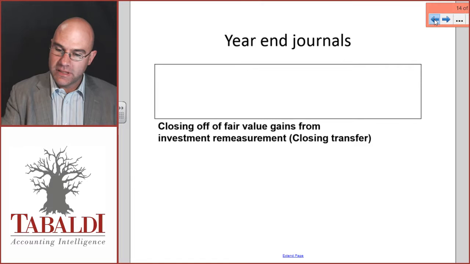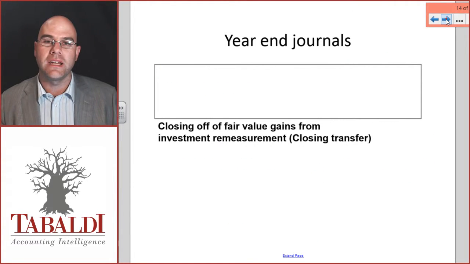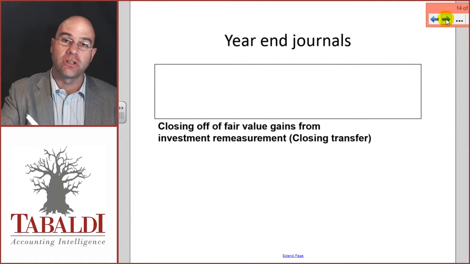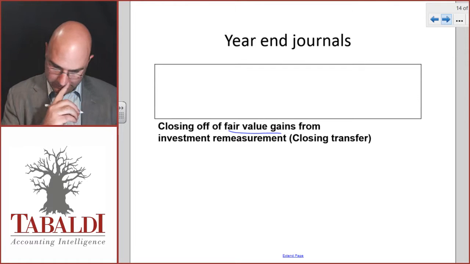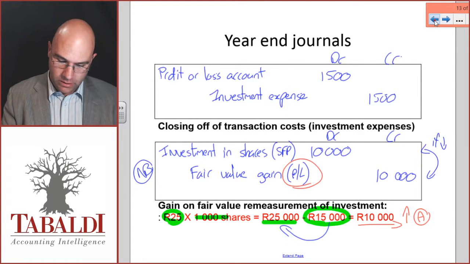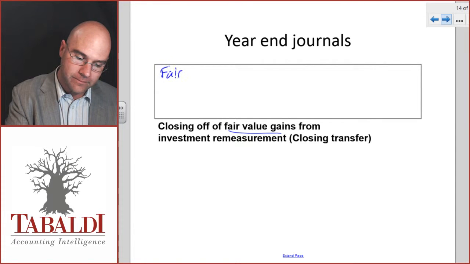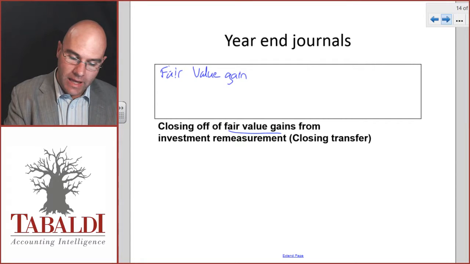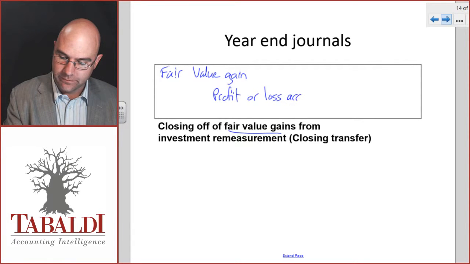Last up, we need to now take this fair value gain that was in profit or loss and put that into our profit or loss account to close out the fair value gain. So we credited it, it was a profit, so now I will debit the fair value gain and I will credit my profit or loss account with the 10,000.